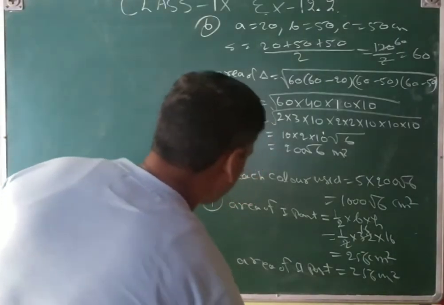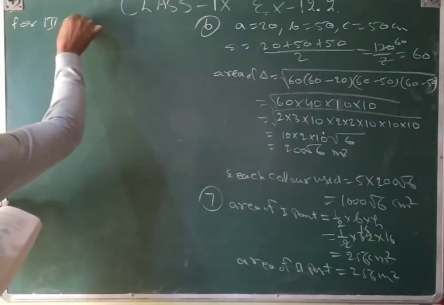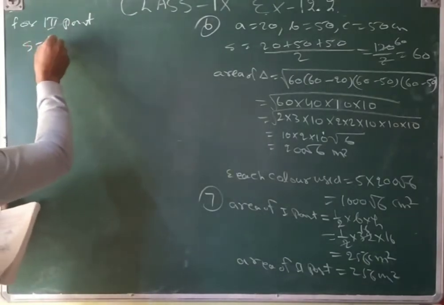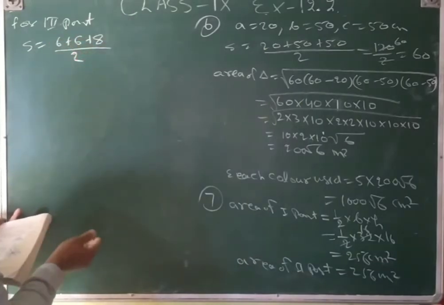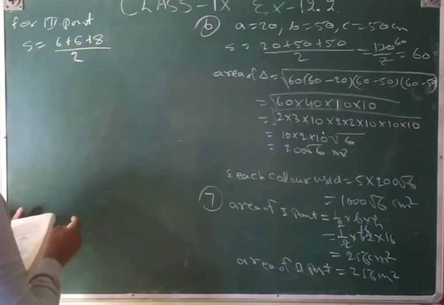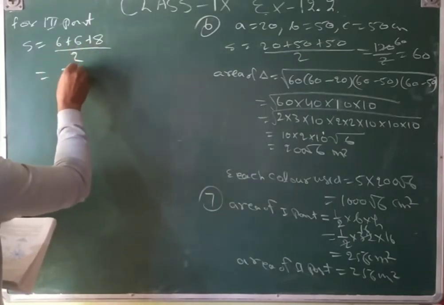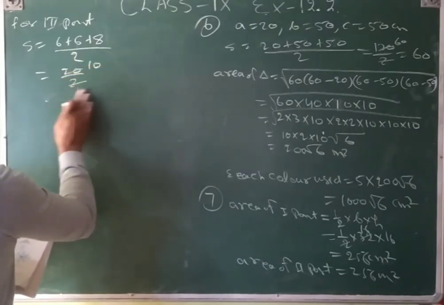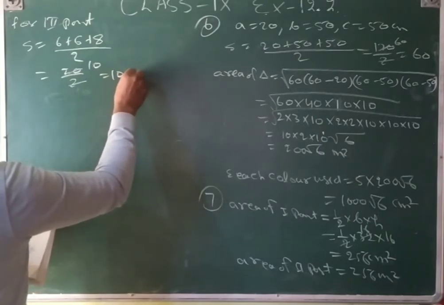Area of the third part. For the third part, S is equal to 6 plus 8 plus... 6 is given as equal sides and 8 is given in the diagram. So 20 upon 2 is 10, so S is 10 centimeter.